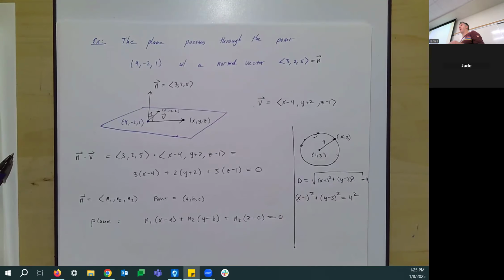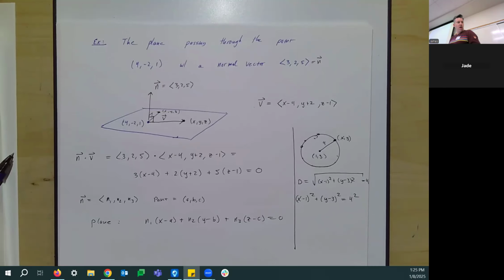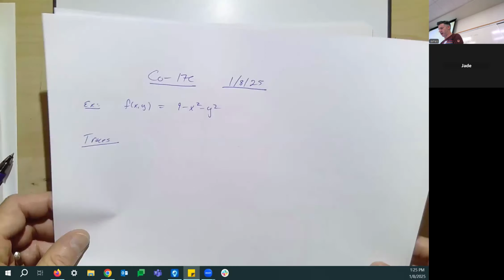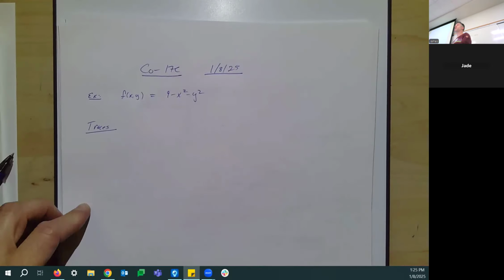I don't think you actually need to know how to find the equation of a plane based on having a point and the normal vector, but I could be wrong. You might expect that, so I want to talk about it. What else? So then finally, back to where I started, the first page here. Sorry, I kind of took a circuitous route to get here. I want to mention traces.